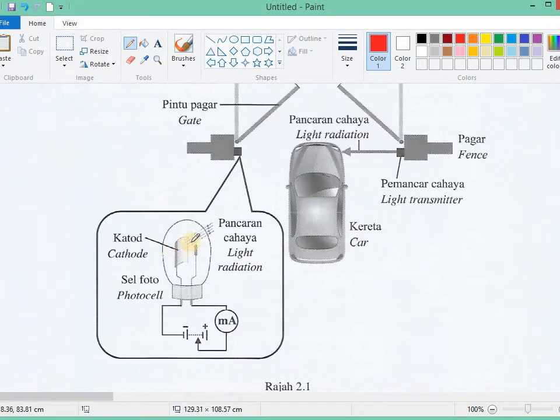Okay, on this cathode, there is a light sensitive metal. So that means when the light shines on the cathode, there will be photoelectric effect.